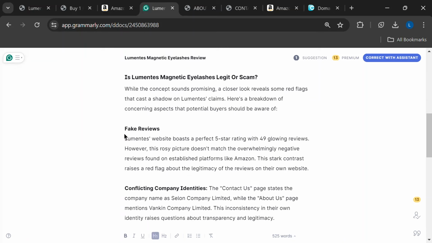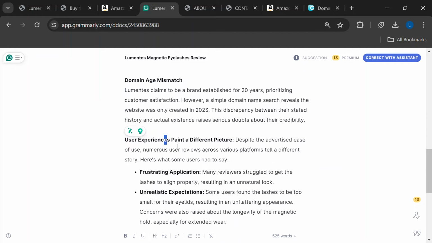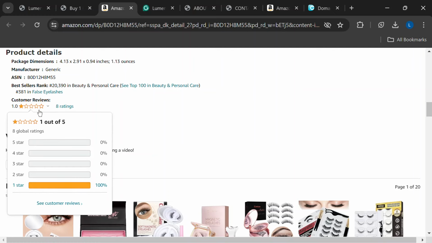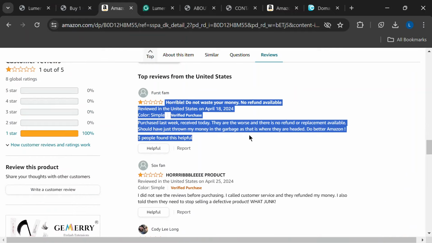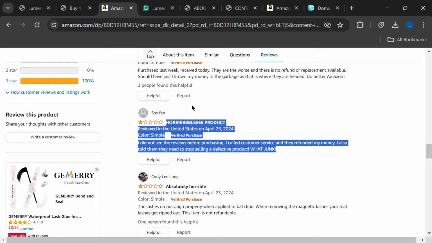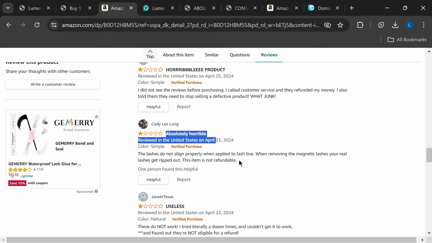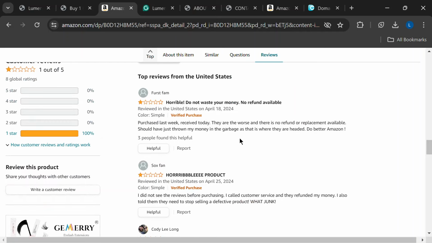So, with all these red flags, I decided to see what people were really saying about Lumentes lashes. And let me tell you, it wasn't pretty. Many people said they couldn't get the lashes to look right, and some even said the magnets pulled on their natural lashes when they tried to take them off. Yikes. There were also complaints about the quality and that they couldn't return the lashes even if they weren't happy.